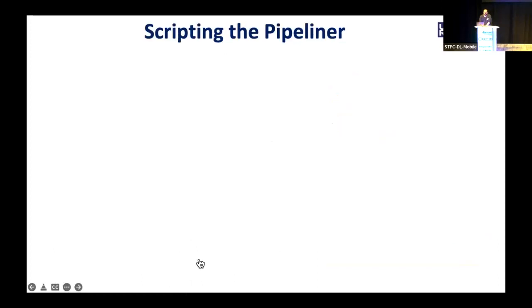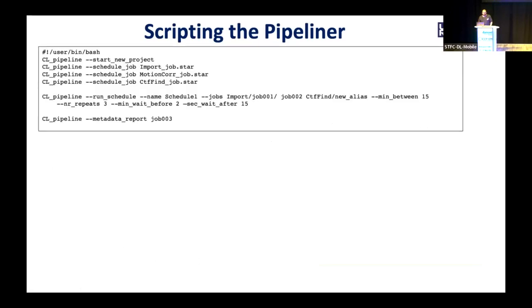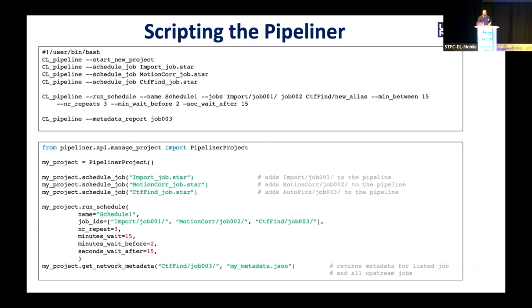All right, so the final thing we have here is we really want this pipeliner to be a tool for developers to use for scripting. So here is a bash shell script that is a pre-processing pipeline. Again, starting a project, scheduling import, motion correction and CTF find jobs, running that schedule, and then creating a metadata report. Here's the same script, this time in Python. Again, start the project, schedule the jobs, and run the schedule.